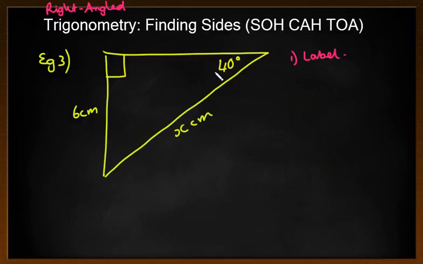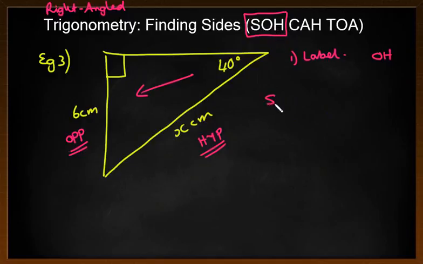So, in terms of the 40 degrees, we've got the 6 centimeters, which is the opposite side, because it's opposite the 40. And the x is our hypotenuse, because it is opposite the right angle. So we're looking at O and H, which you might recognize as the SOH, sine rule. So let's go through. I've got sine theta. We know what theta is. Theta is 40 degrees. We've got our opposite, which is 6. And we've got our hypotenuse, which is x.